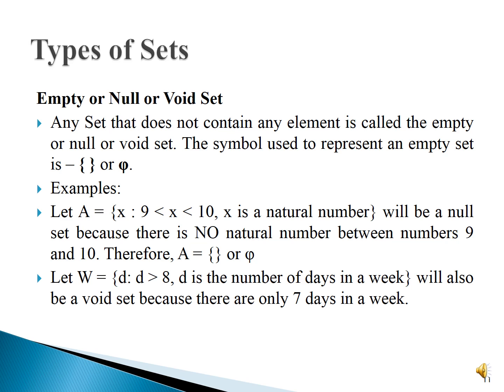Let's see some examples. Let A be the set written in set builder form: A equals x such that x is greater than 9 but less than 10, and x is a natural number. We can see that between 9 and 10 there is no natural number. Therefore, set A will contain no element. It will always be empty. So it can be represented by opening and closing brackets with no element inside, or by using the phi symbol.